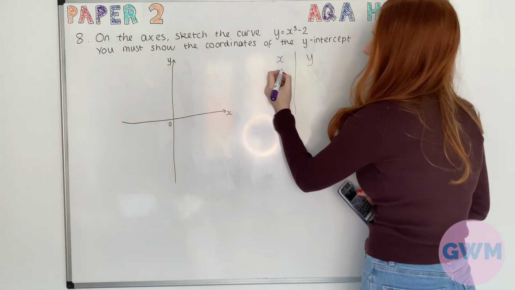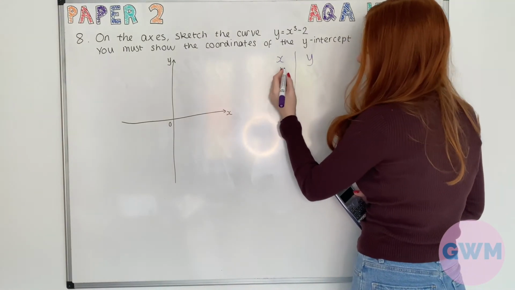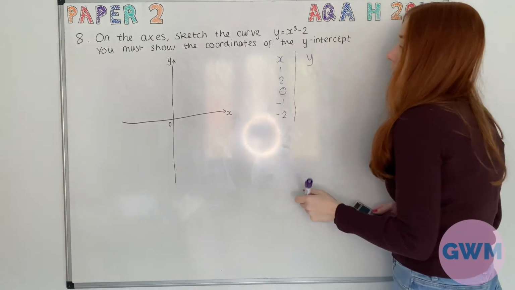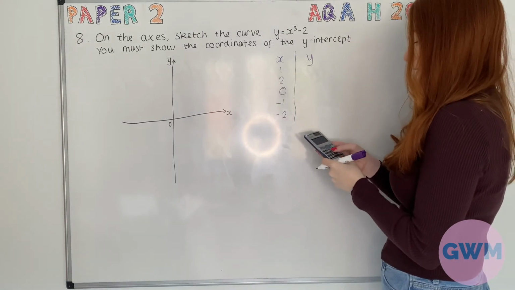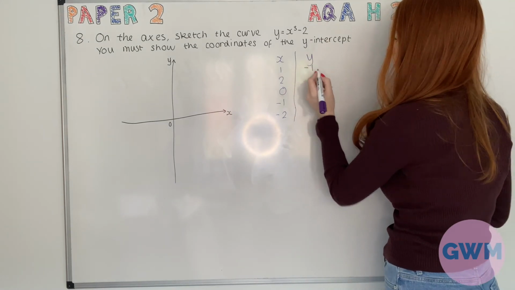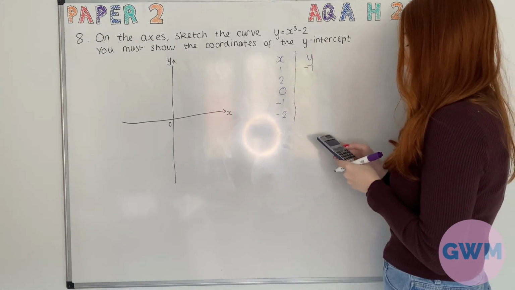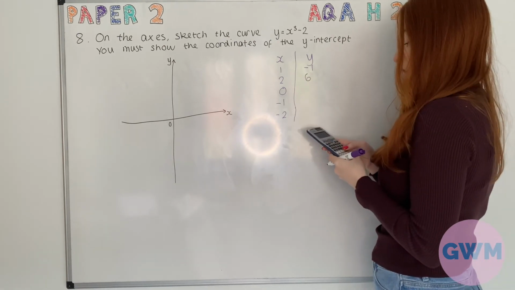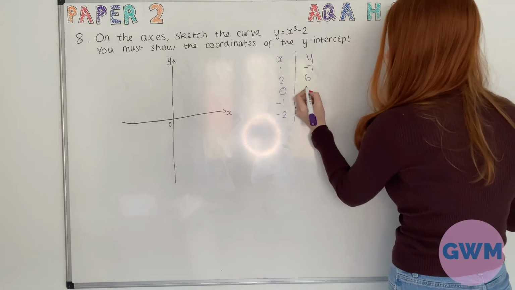Let's start with some easy ones. So I like to start with 1, 2, 0, minus 1, minus 2. So when x is 1, we can use our calculator, remember? What is y? Y is minus 1. We'll do the same for the rest of them. So when x is 2, y is 6. When x is 0, 0 cubed, which is 0 minus 2, so it's minus 2.